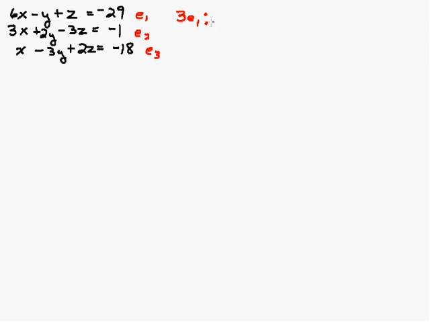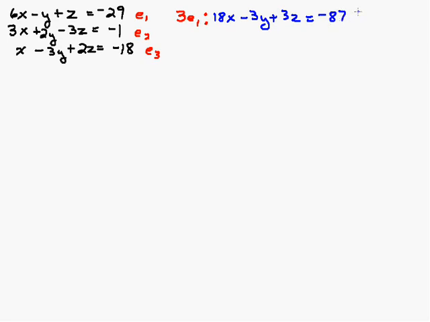Okay, so 3 times equation 1 would be, let's do this in blue, 3 times, so I've got to take 3 times everything here. So 3 times 6x is 18x, minus 3y, plus 3z, equals 3 times 29. Let's see, 3 times 30 is 90, take away 3 is 87, so -87.